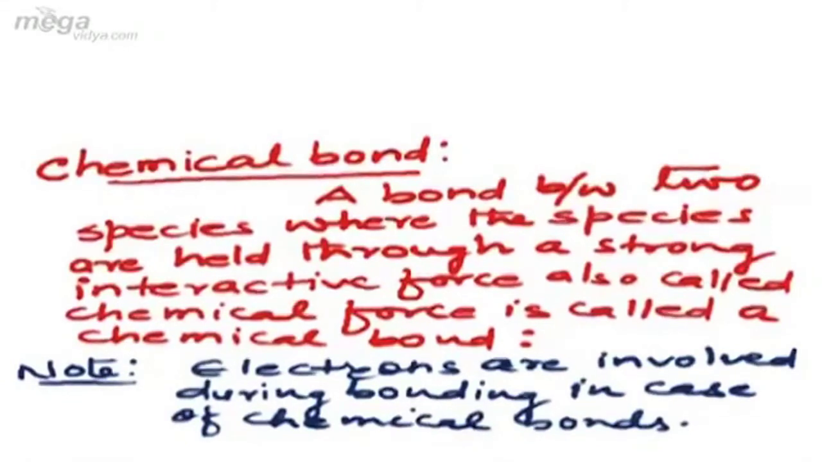So basically in case of chemical bond, a strong force exists between the bonding species. And also remember that whenever we have a chemical bond between the species, there must be electronic involvement. So we have mentioned in the note that electrons are involved during bonding in case of chemical bonds. As we have observed that in case of physical bonding, the species are held to each other through a weak bonding force which we call van der Waals force.